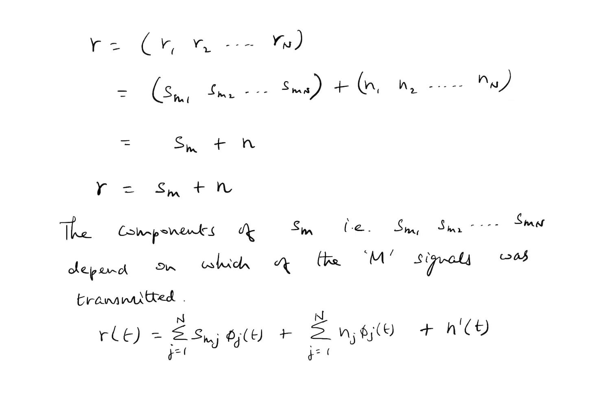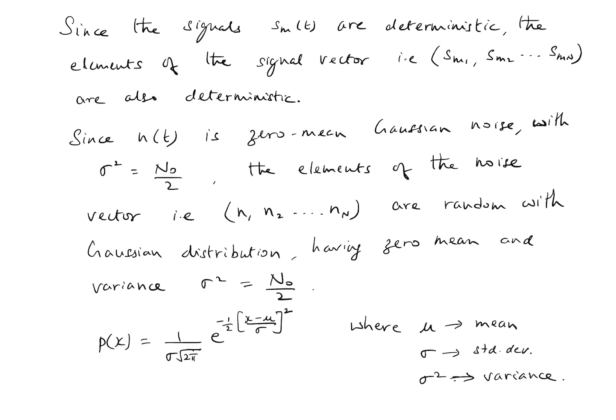So the received vector depends on the transmitted vector and the noise vector. So in order to understand the probability distribution of the received signal vector, we need to understand the probability distribution of both of these. And for a start, we know that the transmitted signals are deterministic. We have chosen what we are transmitting, so the transmitted signals Sm of t are deterministic. They are not random.